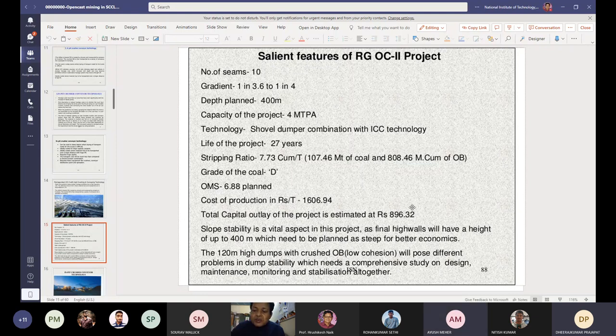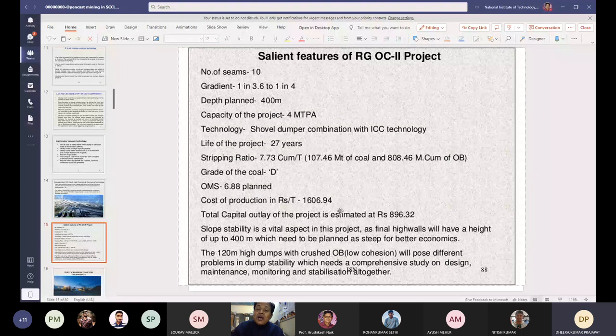Sir, what is the plan here? Plan means output per man per shift. Plan means as per your mining plan, suppose 100 people are employed, so per person you want to produce 6.88 tons of coal. So that is the plan.